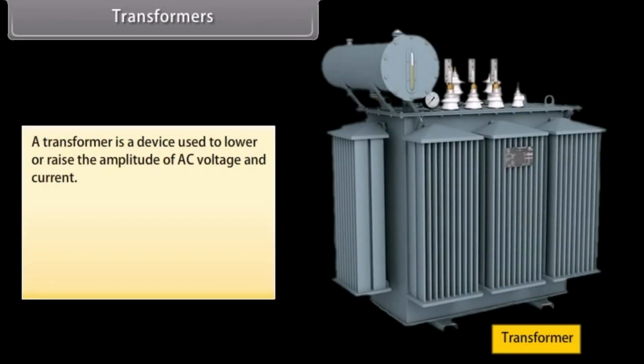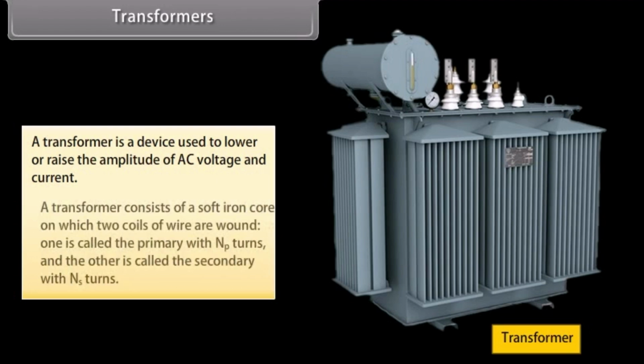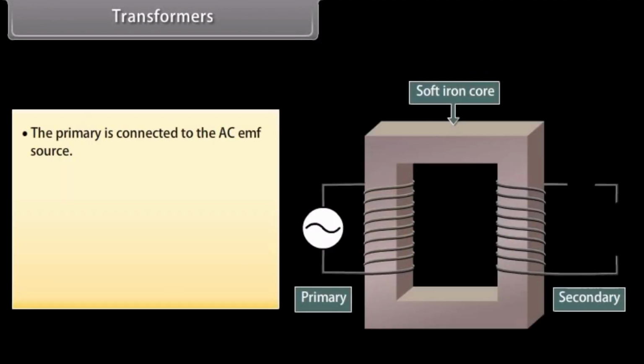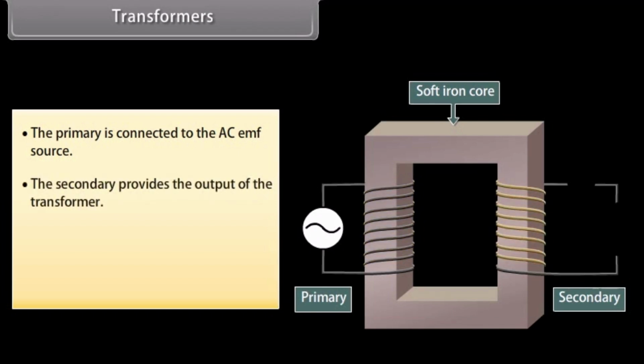Transformers. A transformer is a device used to lower or raise the amplitude of AC voltage and current. A transformer consists of a soft iron core on which two coils of wire are wound. One is called the primary with NP turns and the other is called the secondary with NS turns. The primary is connected to the AC EMF source. The secondary provides the output of the transformer.